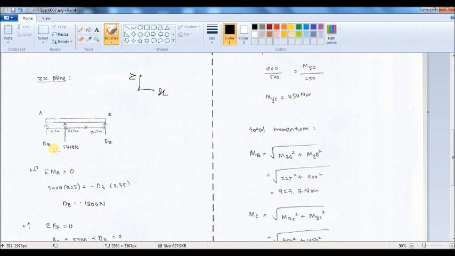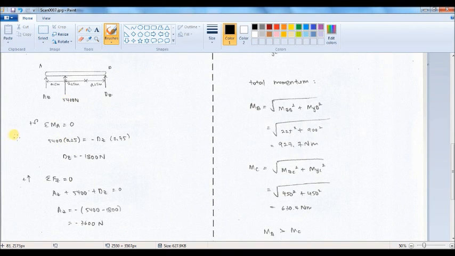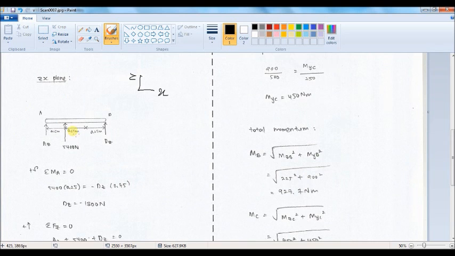900 equals 5,400 Newton. Then again, I can write the equilibrium equation for point A. Sigma MA should be equal to 0. Then 5,400 times this distance should be equal to dz, the reaction load at location D, times the total distance. It's better we write in this way. Let me write in another way.